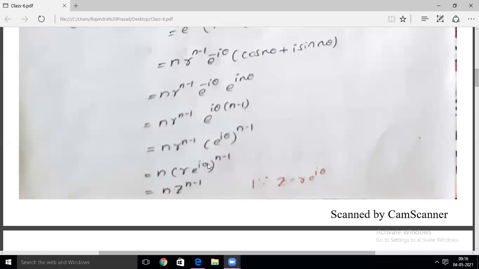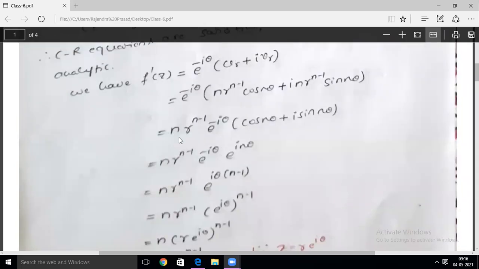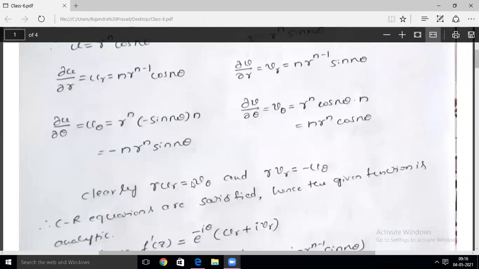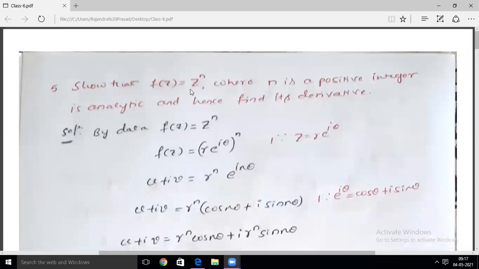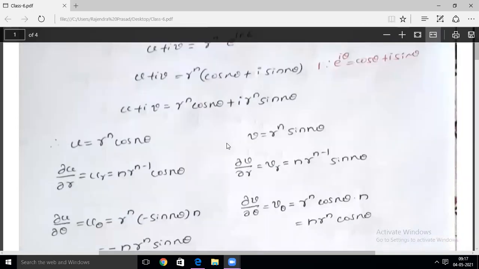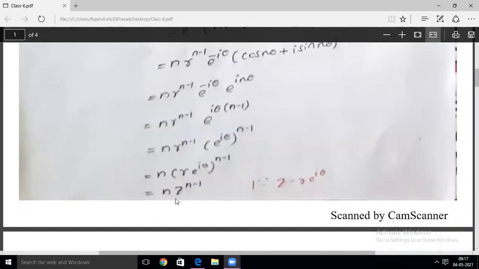So r into e power i theta to the power of n minus 1, we know that r into e power i theta is z. So obviously we get n into z power n minus 1. So this is the derivative of the given function. We have a function f of z equal to z power n. So by direct differentiation, the answer will be n into z power n minus 1, right?